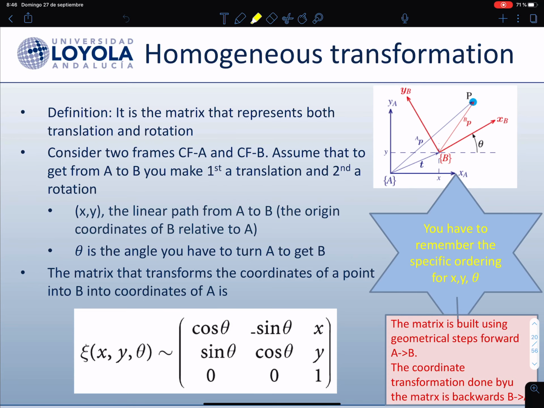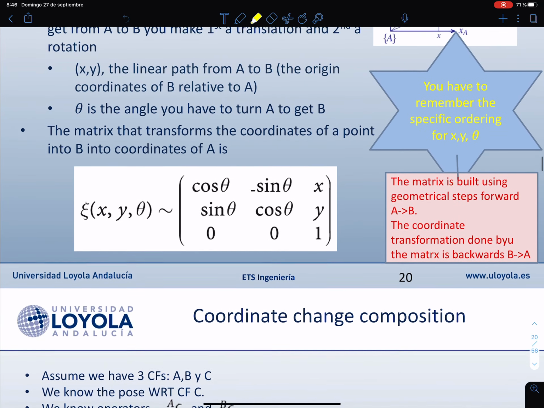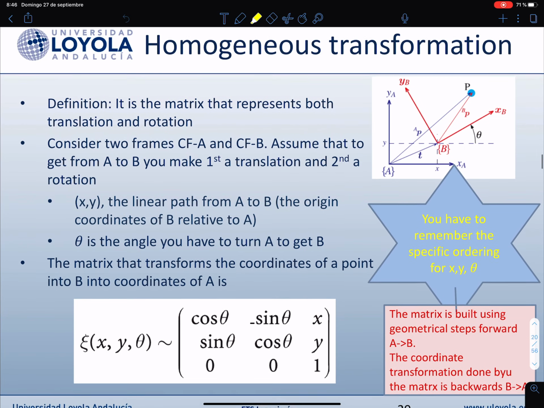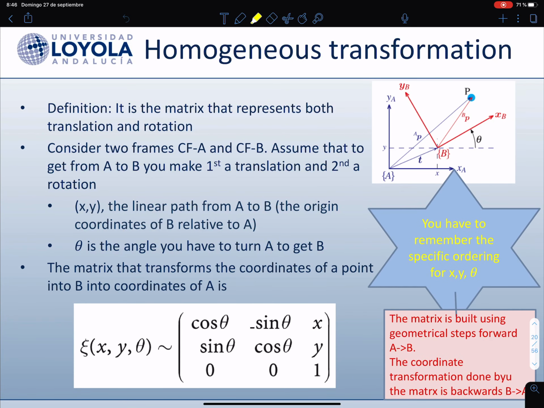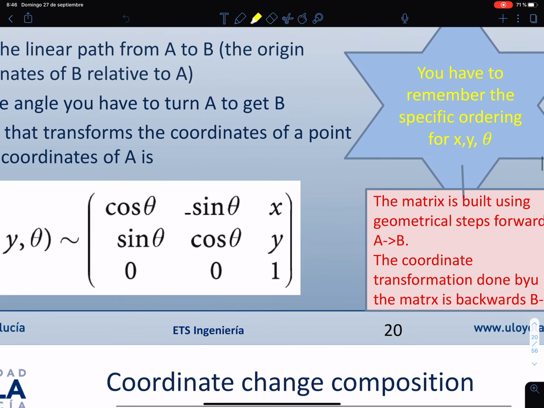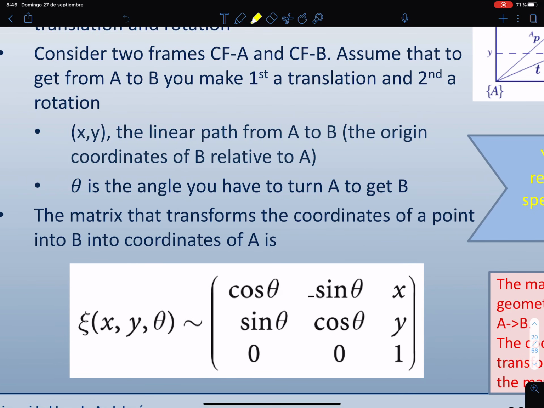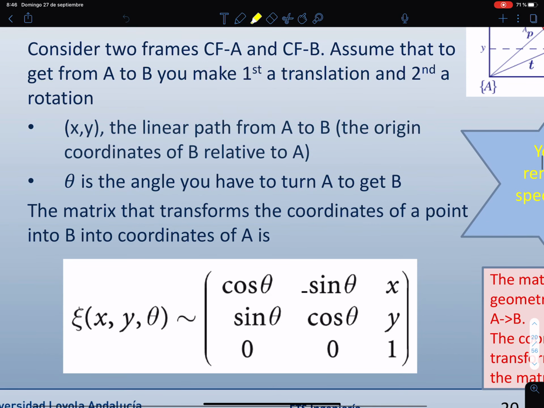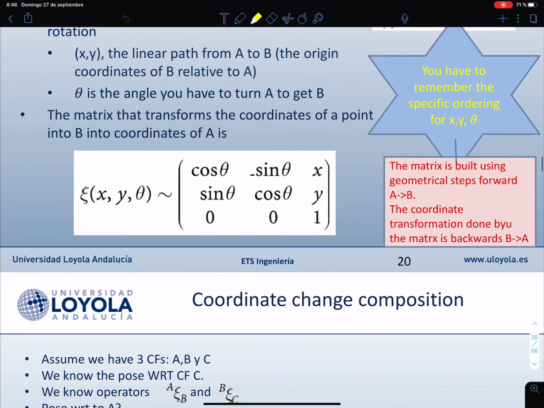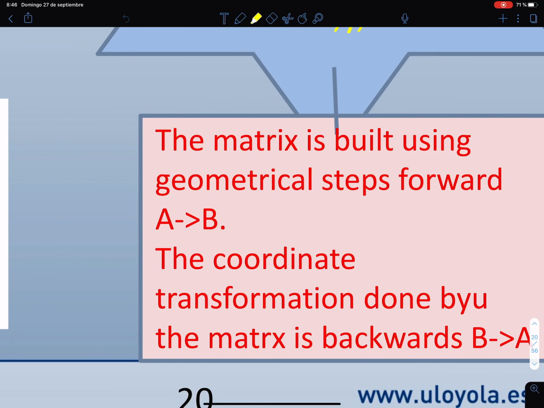But if you define x, y, and theta as such, then this will not be the matrix that transforms coordinates from B to A. And there is also a source of confusion because you define x, y, and theta in the sense of going from A to B. But as a matter of fact, once you build the matrix, it has exactly the opposite sense, okay? It means transforming from B to A. Keep that in mind, please. There's a red sign in here, remembering that the matrix is built using geometrical steps forward from A to B, but the coordinate transformation done by the homogeneous transform matrix is backwards from B to A.